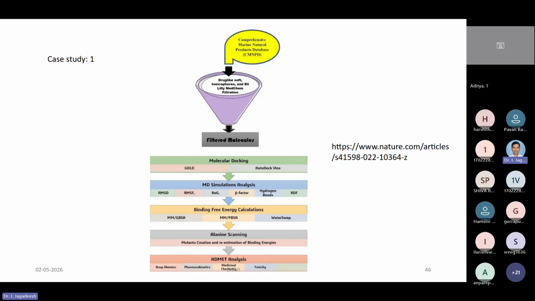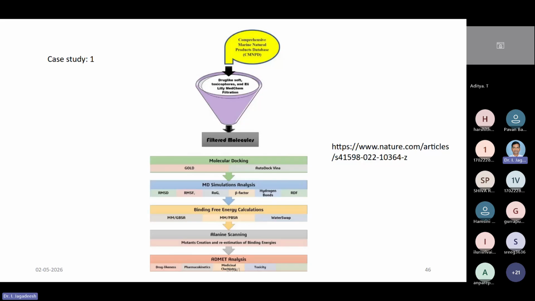Because when we have more hydrophobic sites, the water effect is going to be less. When you have polar species, we need to accommodate the water effect. Otherwise, it is not possible to have good predictions. So this is what is critical at this particular point. Then we are going to have alanine scanning and mutant creation and re-estimation of the binding energies.